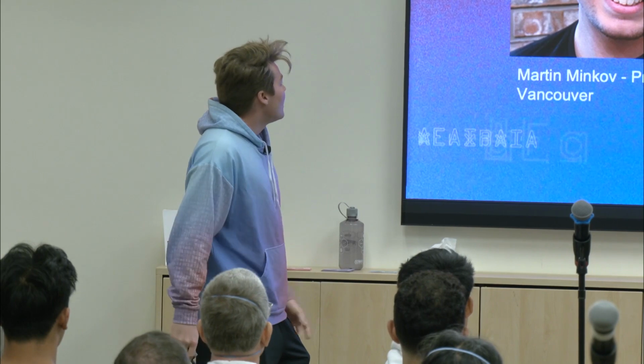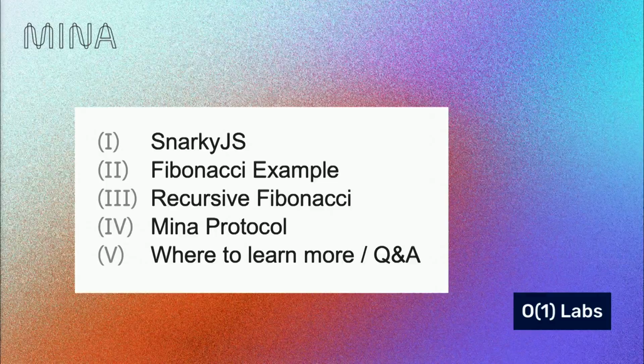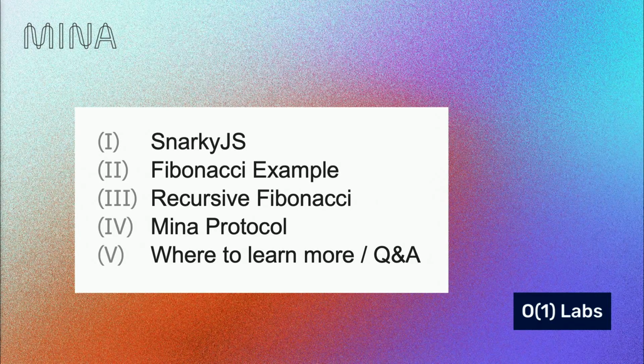I'm Jack. This is Martin. We both work on the product team at O1 Labs. O1 Labs is a zero-knowledge proof engineering company. And today we're going to talk about the Mina protocol and SnarkyJS. So yeah, we'll talk about SnarkyJS first, then we'll give an example of a Fibonacci implementation, and then we'll make that recursive. And then we'll talk about the Mina protocol and where you can learn more.